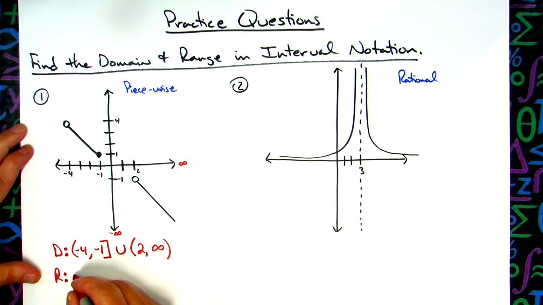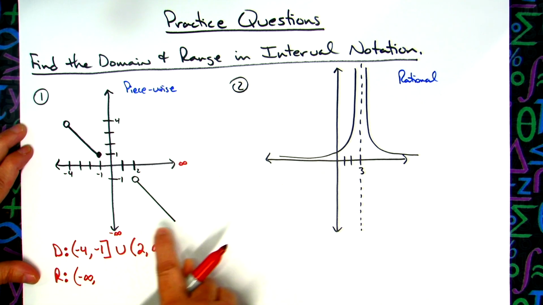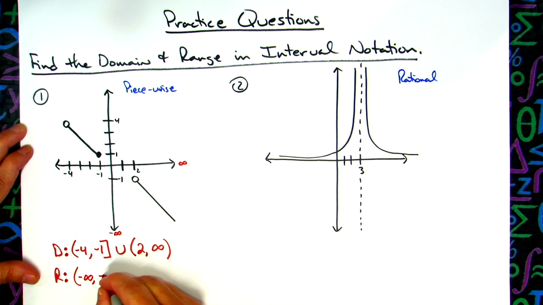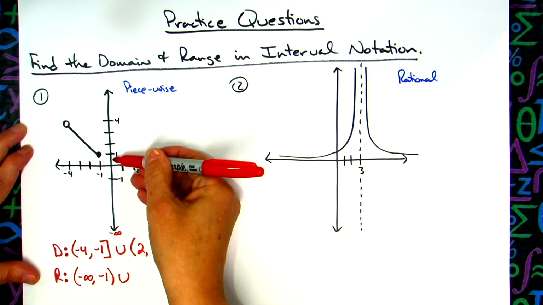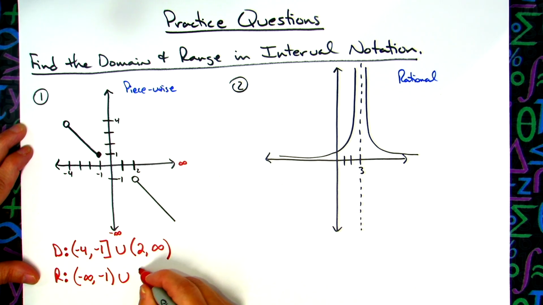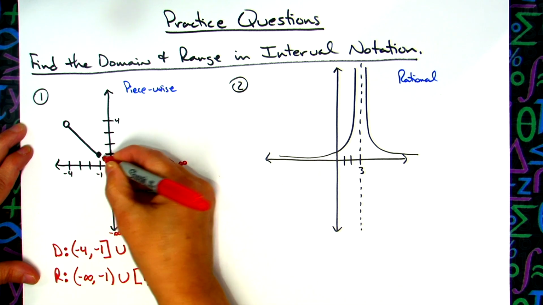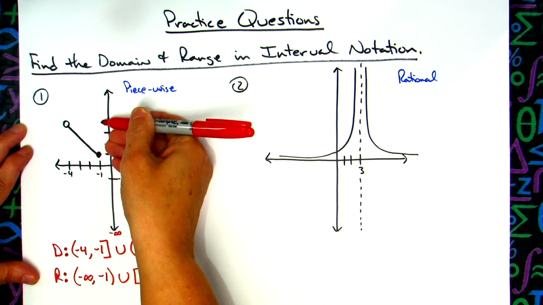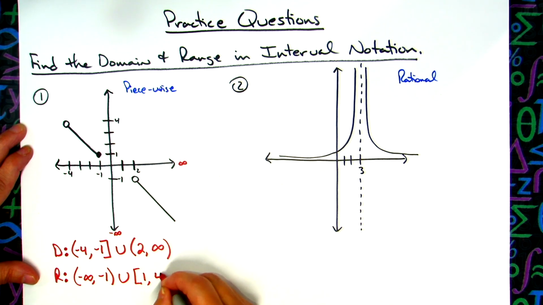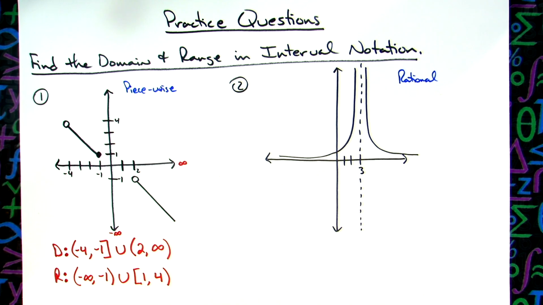So negative infinity with a curvy bracket, all the way up to -1, curvy bracket because it's open. Jump over these values, pick it back up at 1 with a square bracket because that's a filled in circle, and then all of those y values up to 4 with a curvy bracket. Okay, how many people got that one right?